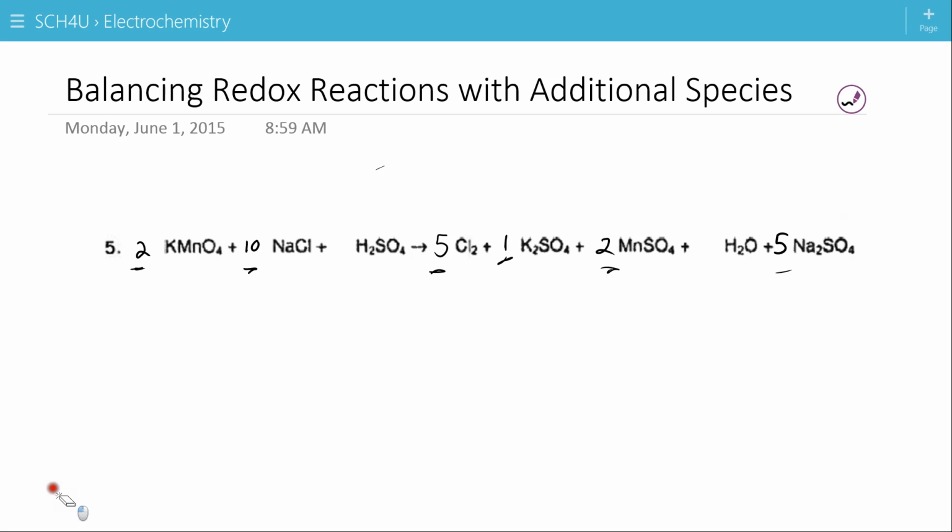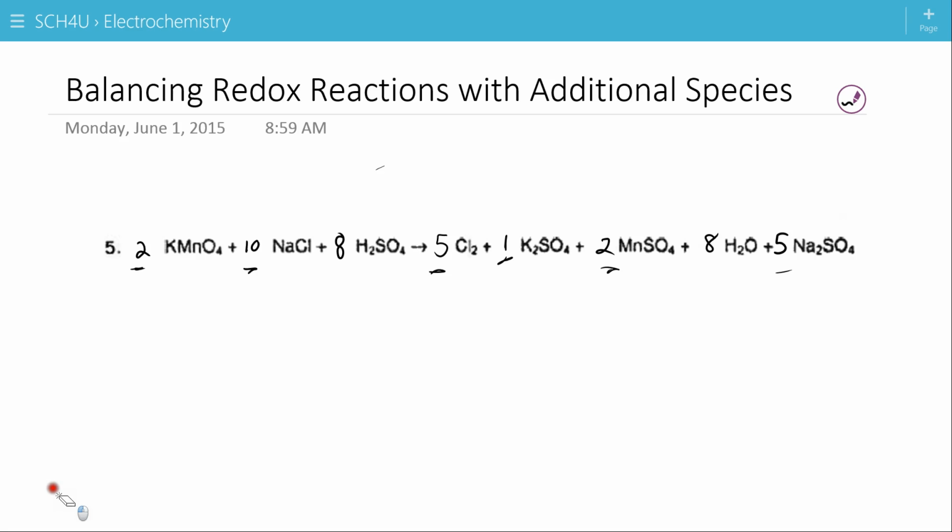So 5 sulfates here, 2 sulfates here, so a total of 7. 8 sulfates when I include that one, so that means I need 8 sulfuric acids to get those 8 sulfates. And 8 times 2 hydrogens gives me 16 hydrogens, and the last thing to balance here is the hydrogens here, so I'll put an 8 in there, and I have 16 hydrogens.